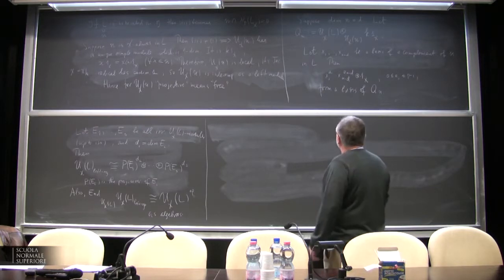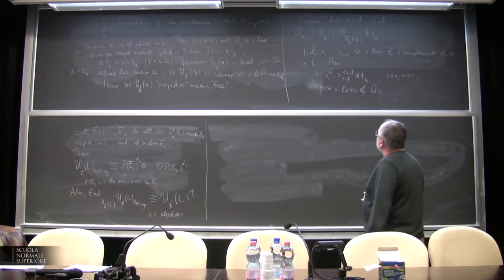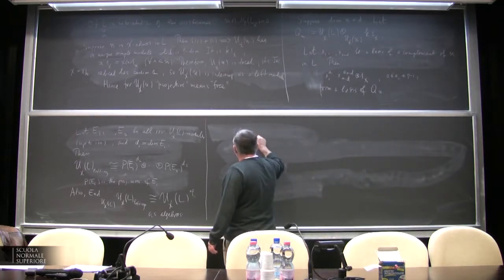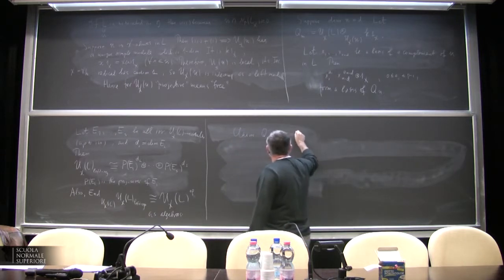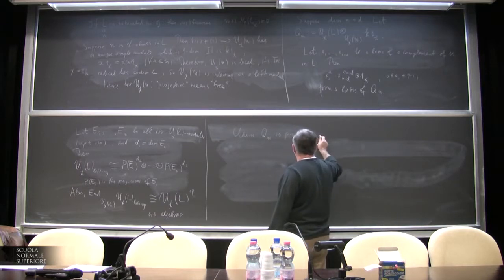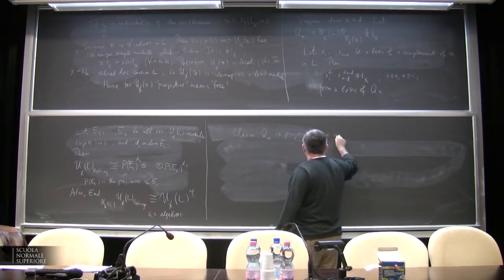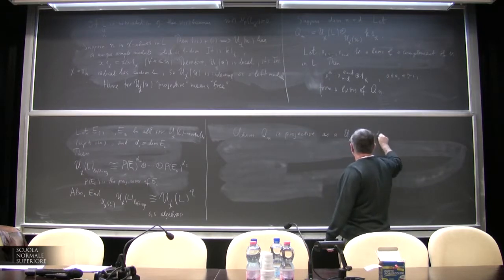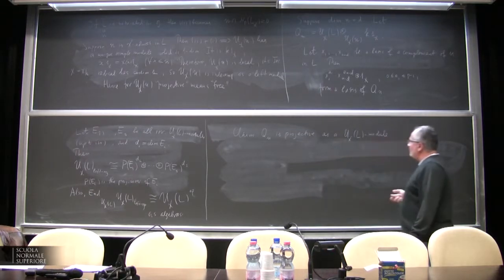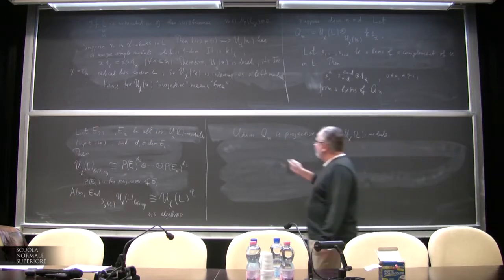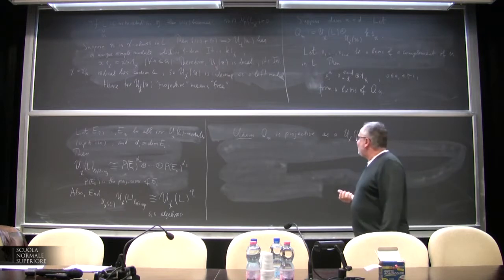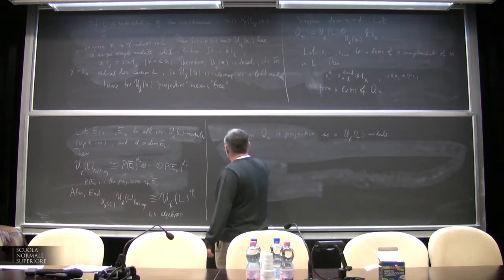So what does it have to do with this Qn? Well, we claim that Qn is projective as a U chi of L module. Now, well, how do we prove this? Well, we use support varieties. Okay, so let me just indicate the proof.